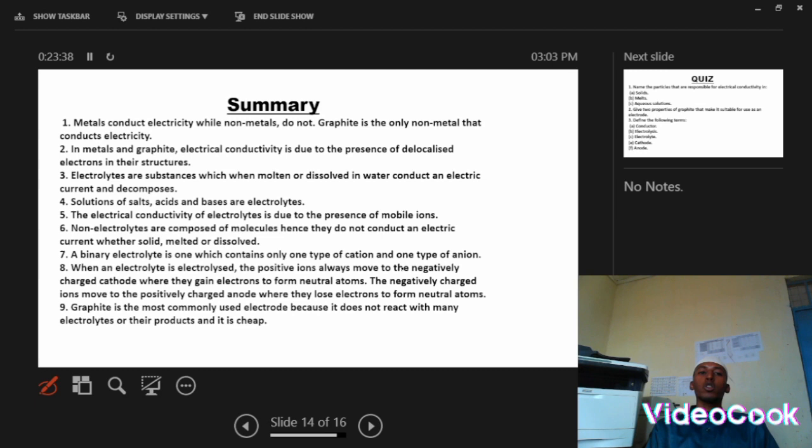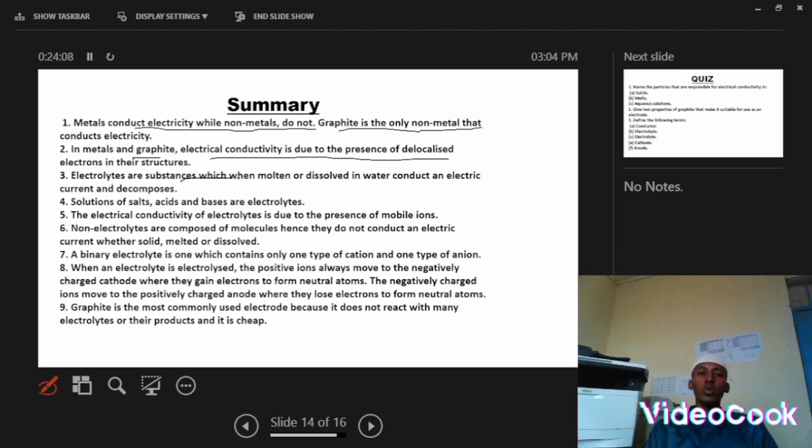So in summary of our topic here, we have learned that metals are good conductors of heat and electricity, while non-metals are non-conductors. Graphite is the only non-metal that is a good conductor of heat and electricity due to the presence of delocalized electrons. In metals and graphite, electrical conductivity is due to the presence of delocalized electrons in the structure.